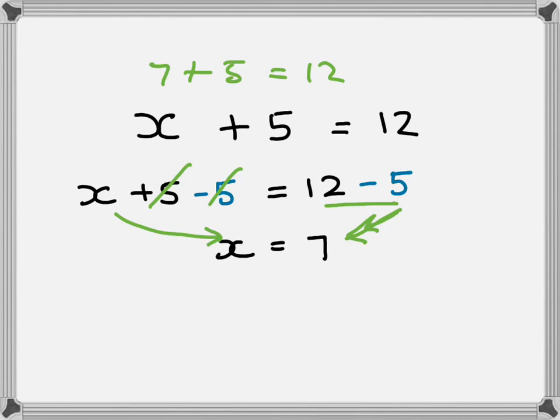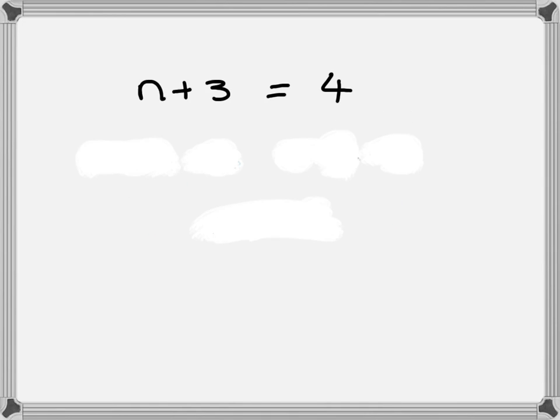Okay, let's look at the next one. With equations, you always use the opposite to get rid of the number. Like if we've got a plus 3, we're going to minus 3. So it's always the opposite to get rid of the number in order to isolate our variable. Our variable here is n. We've got n plus 3 equals 4. So what are we going to do on the next line? Well, let's first rewrite it before we take away our 3. We've got n plus 3, so we're going to minus 3, and we do the same to the other side.